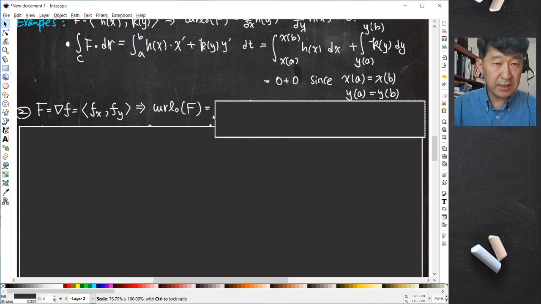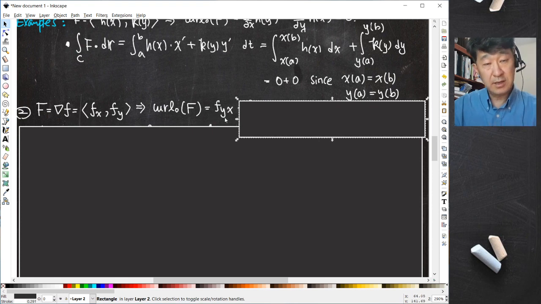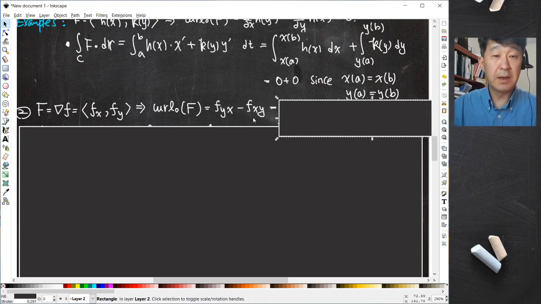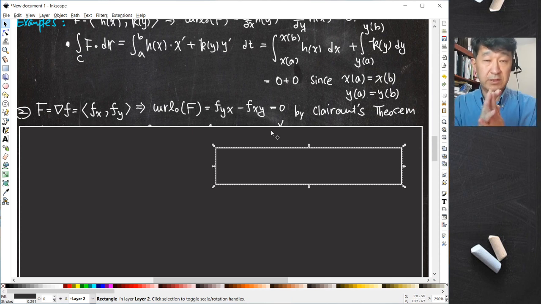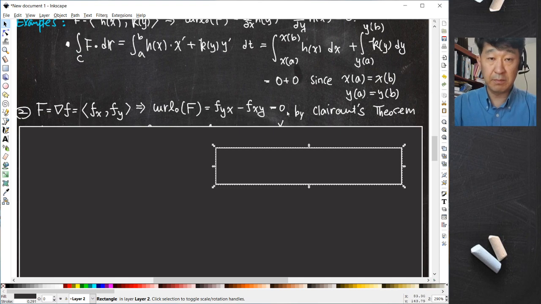So let's calculate the curl. This is P and that's Q. You're going to take that one, Q, and differentiate with respect to x. So that's going to be Fy further differentiated with respect to x. That's the Q part, and P is differentiated with respect to y. So that would be minus Px with respect to y. So by Clairaut's theorem, if f, the scalar function f, is continuously differentiable, then by Clairaut's theorem, these two things are supposed to be the same. So that's 0.